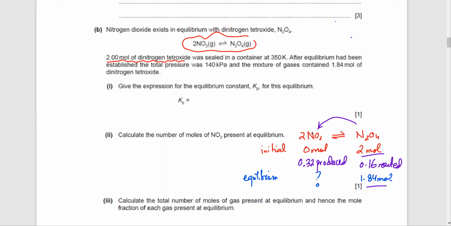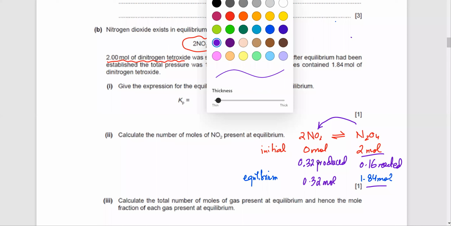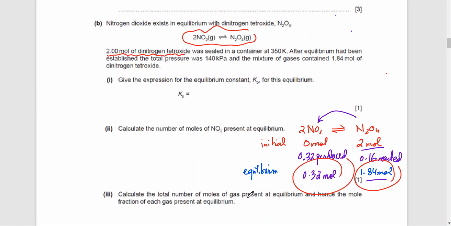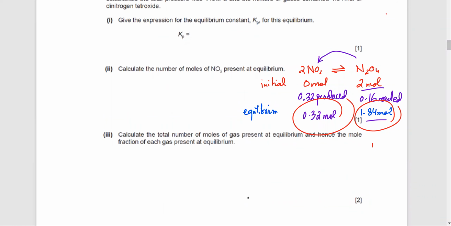So what would be your equilibrium moles? You had no moles, now you have 0.32 moles getting produced. So at equilibrium, you're going to have 0.32. So we figured out our equilibrium moles, and then he's saying calculate the total number of moles of gas present at equilibrium, hence the mole fraction of each gas. So what's the mole fraction of this? It's 1.84 divided by the total. What's the total moles? It's 1.84 plus 0.32.